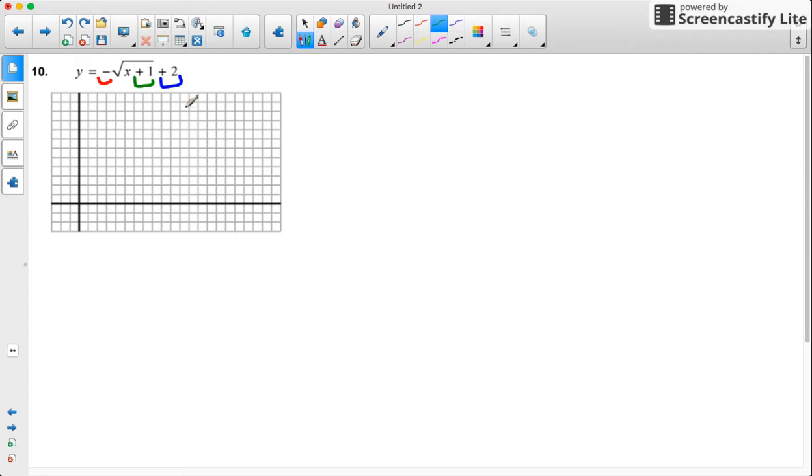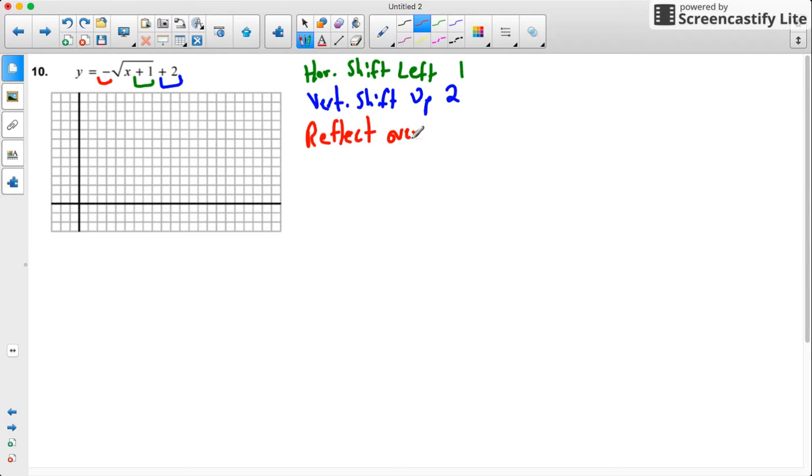So right off the bat I see that this plus 1 on the inside is going to give me a horizontal shift to the left 1 unit. I'm seeing that this plus 2 on the outside of my radical means that I'm going to have a vertical shift up 2 units since I'm adding 2. And then finally this negative on the outside is going to cause this whole thing to reflect over the x-axis. So all three of these things are happening, or at least changing from the parent function y equals the square root of x. So this is going to look a whole lot different than the parent function here.